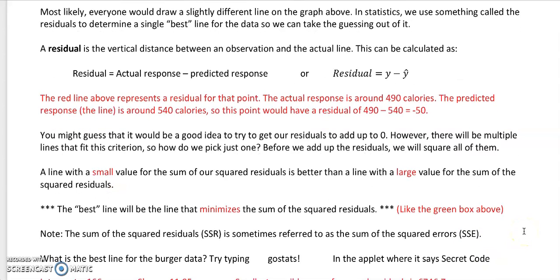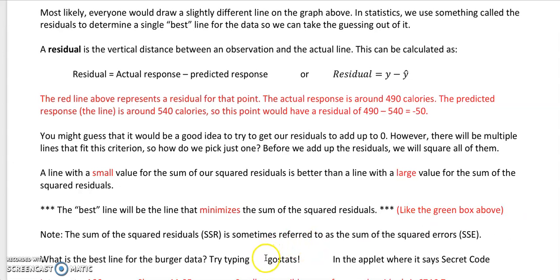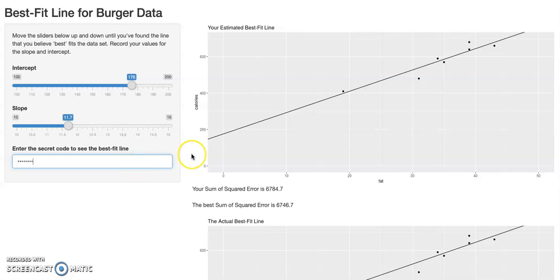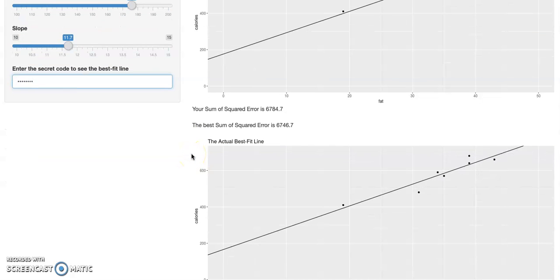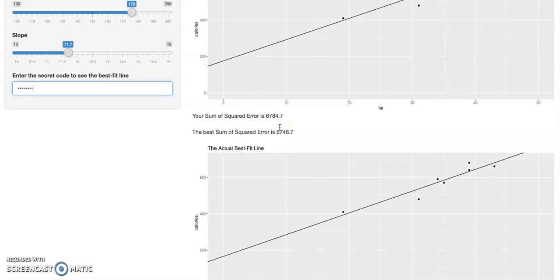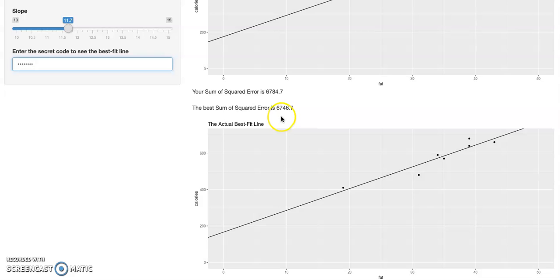So we can revisit the example that we just saw. If you go back to that applet, there's a part that says secret code, and we're going to type "go stats" here with this exclamation point. Another graph is going to pop up, and you'll see that here was my sum of the squared error, or sum of the squared residuals, 6,784.7, but there's actually another line that has a sum of squared error of 6,746.7. So this one's a little bit better.